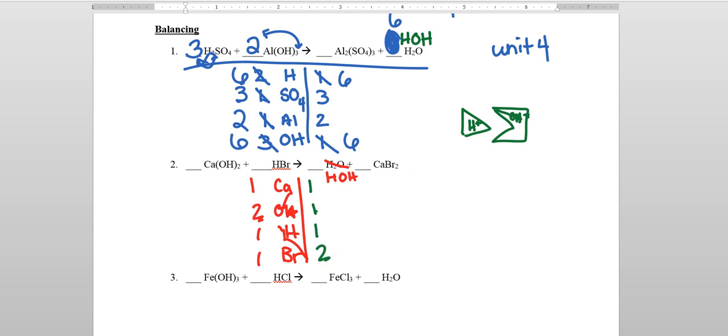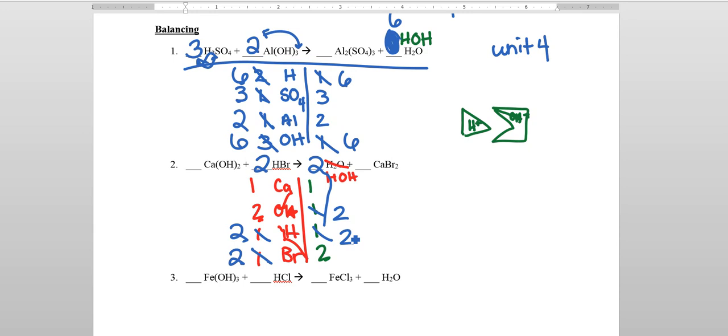So let's balance the things that aren't balanced. Okay, let's try and balance my bromines. I want 2 bromines on the left, so I'm going to put a 2 out here. That's going to give me 2 bromines. It's also going to give me 2 hydrogens. So now my hydrogens and hydroxide are not balanced, so let me put a 2 over here. That gives me 2 hydroxides and 2 hydrogens. And look at that, I am all balanced.